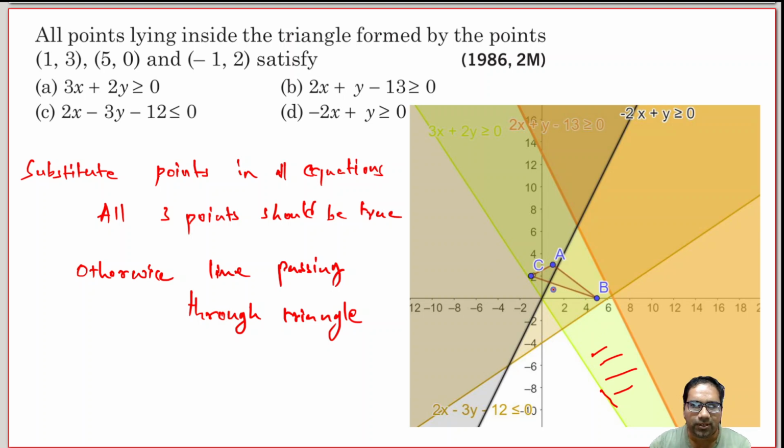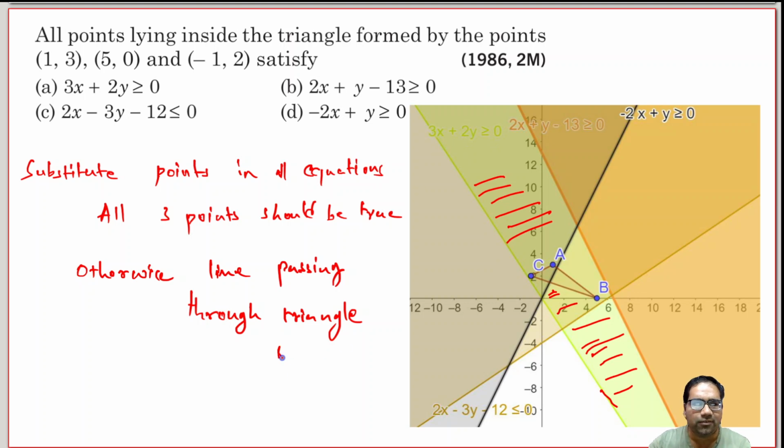So for example, (1, 1) is towards the right side of this line. So the region we are talking about is the region towards the right side of this line, the region in which this point (1, 1) is staying, right? That is the shaded region. This is the area, that is the region that we are looking for, right?